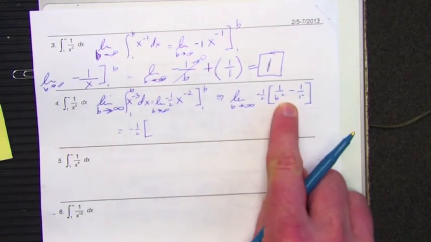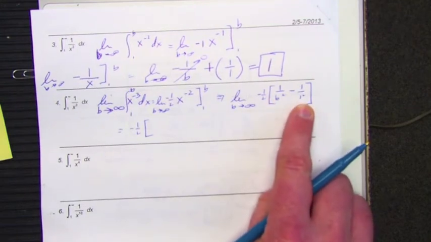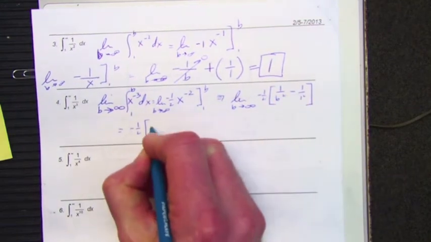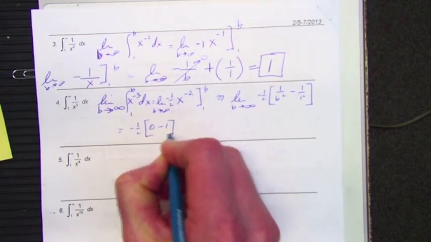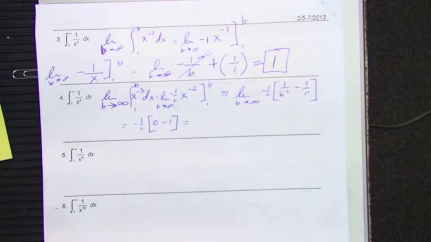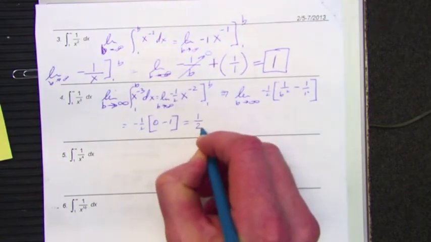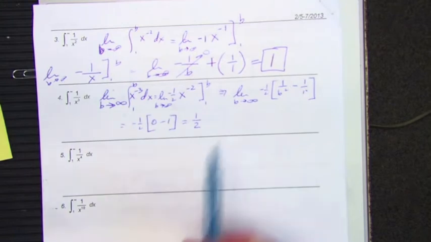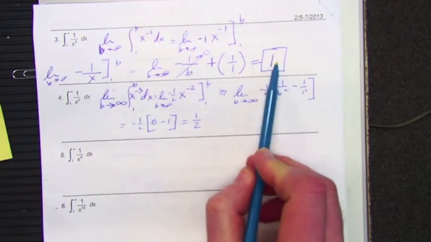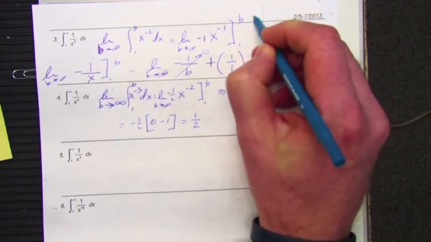As b goes to infinity, what does this term become? 0. What does this become? 1. So that's 0 minus 1. What is that area equal to? Careful. Negative 1/2 or positive 1/2? Positive 1/2. So this one was 1, and this is 1/2.